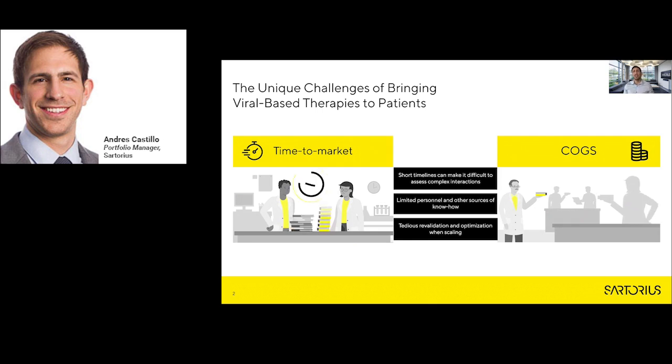Secondly, it's a relatively new space with limited personnel and established know-how. So being able to collect that information as quickly as possible and leverage it is really essential. And finally, all the tedious revalidation and optimization while scaling. I think it's imperative that we leverage systems that make the initial collection easier and more robust, in order to facilitate that scaling ultimately into production.